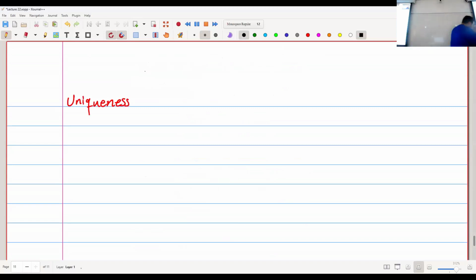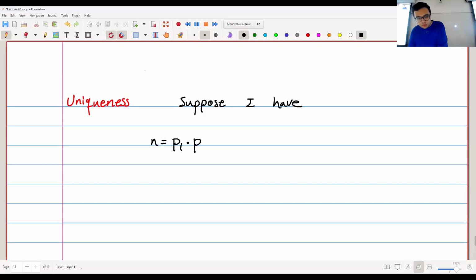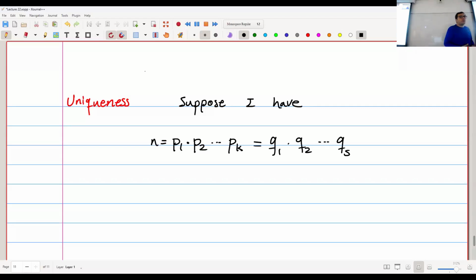So I know that I can write n as a product of prime numbers. What if I can write it in two different ways? So suppose I have two different factorizations. Suppose I have this. Let's say n is P1 times P2, so on to Pk, and these are all primes. But it's also equal to Q1 times Q2, so on to, let's call it Qs. I don't even know that these two factorizations will have the same number of primes, right? So I'm just assuming that I have two different factorizations, and I want to somehow get a contradiction out of this. Okay.